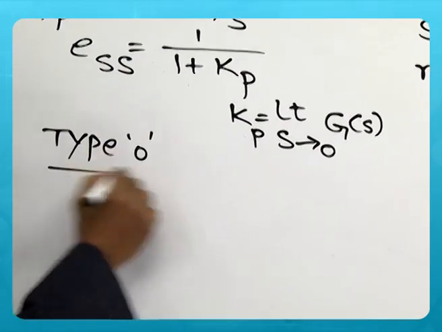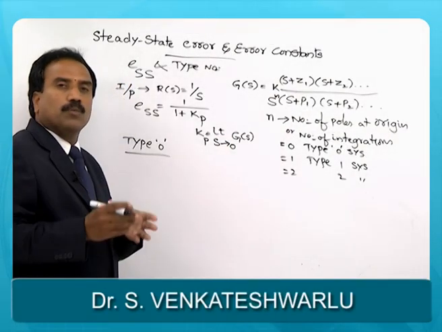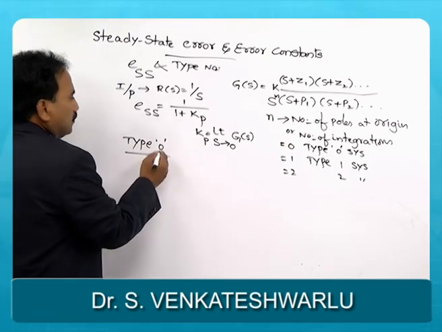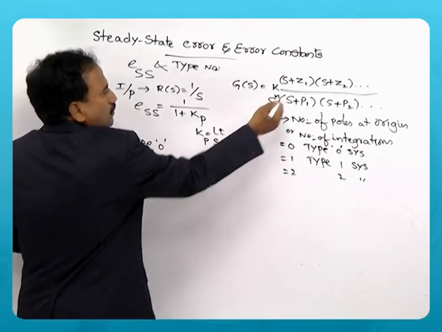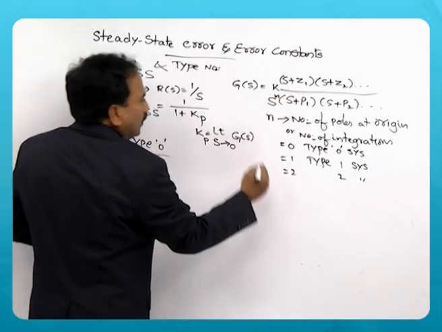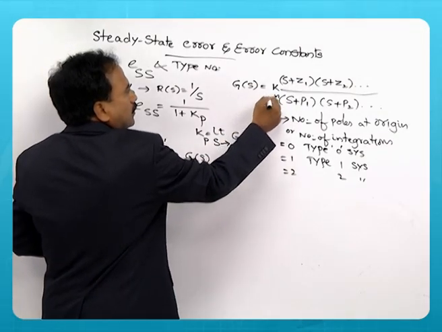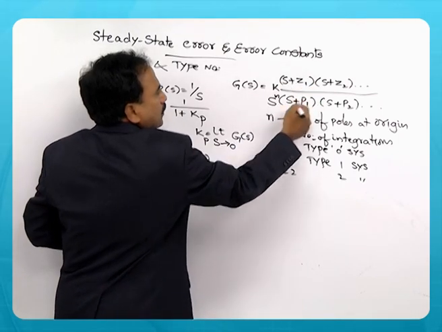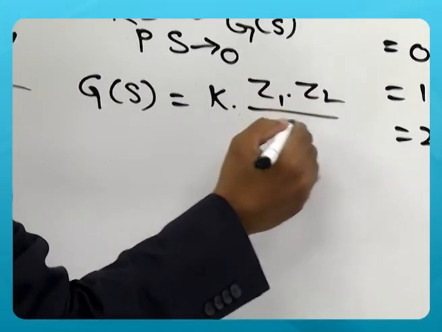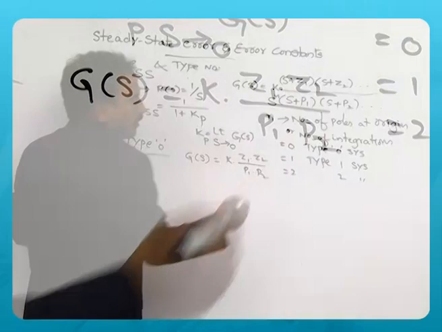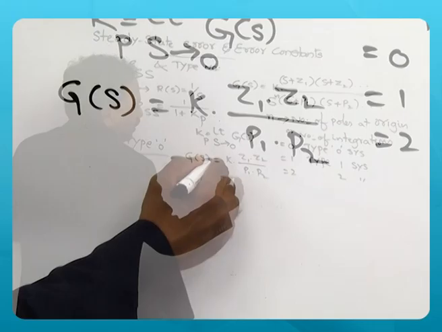So, what is the meaning of type 0 system? That n equal to 0 here means there are no poles at origin. Then if you substitute s equal to 0 in this function, then what happens to g of s? This is s power 0, 1. So, s to the 0, 0, 0, then you will get k into z1, z2 by p1, p2, etc. So, it is a constant. g of s will be constant.